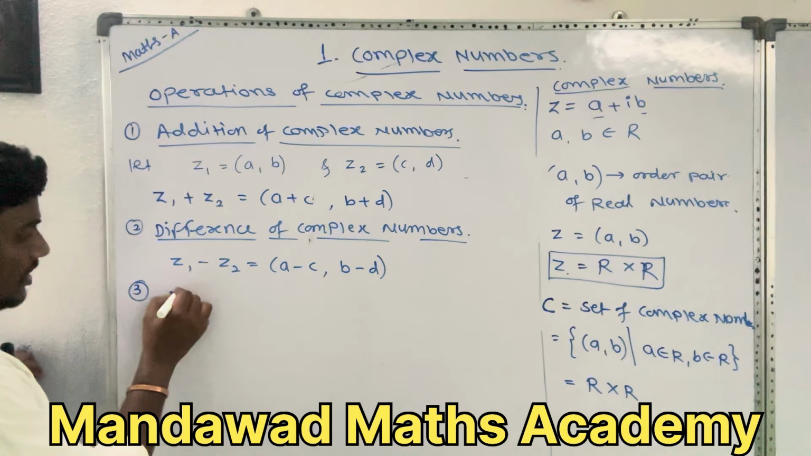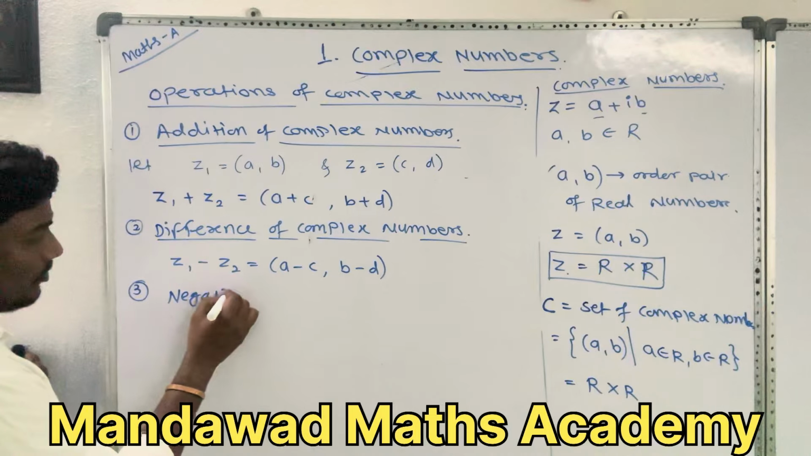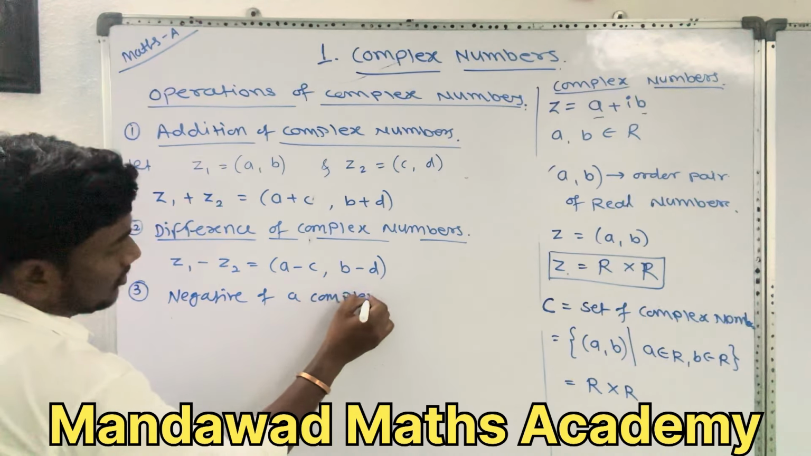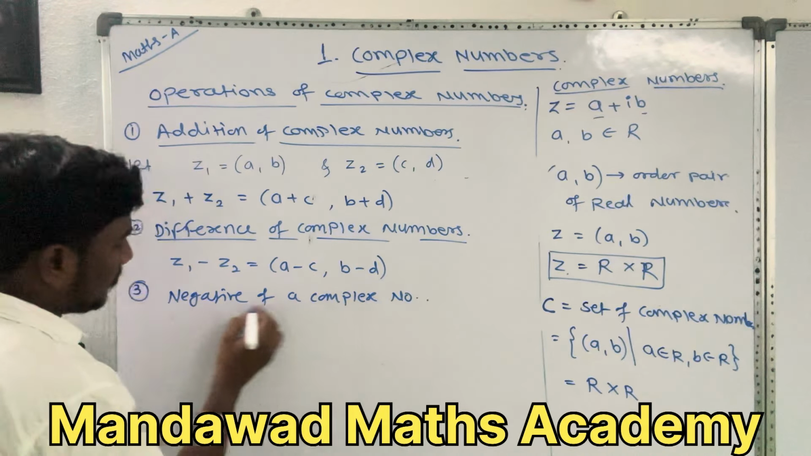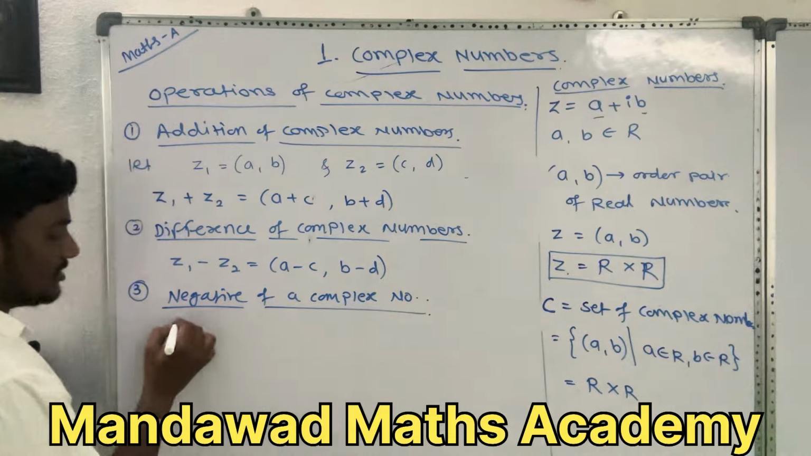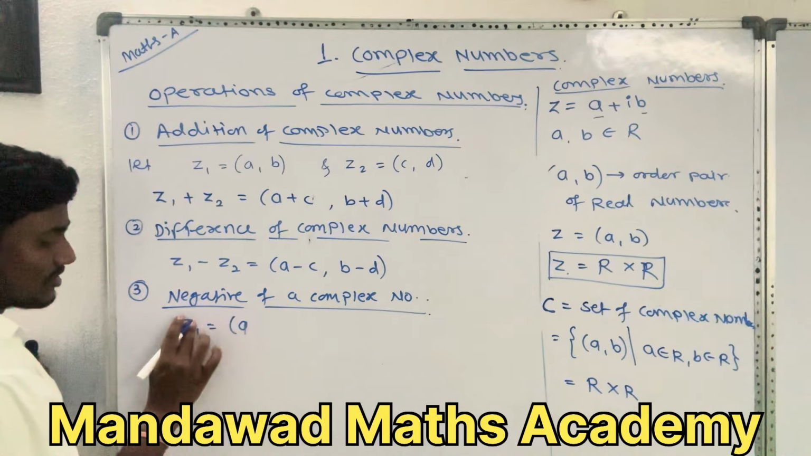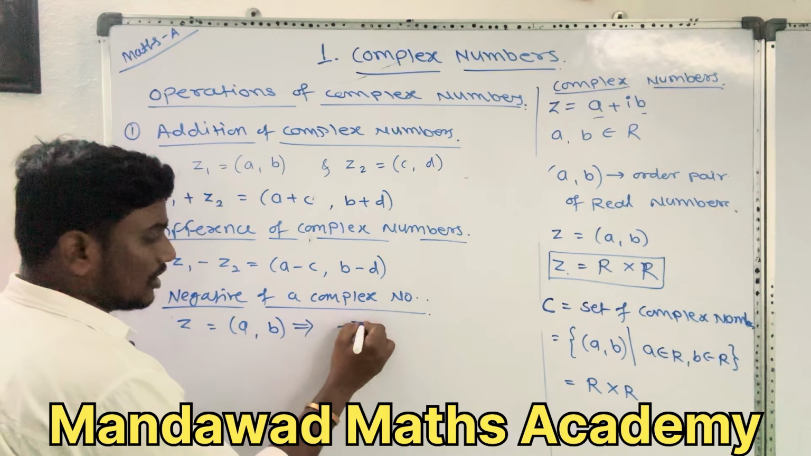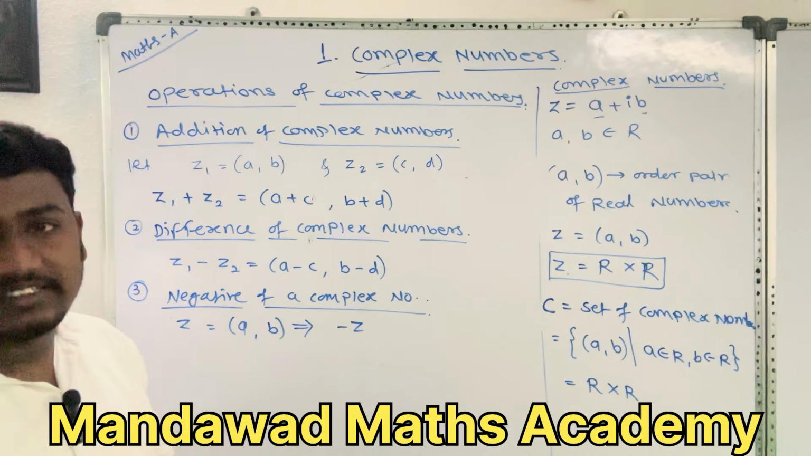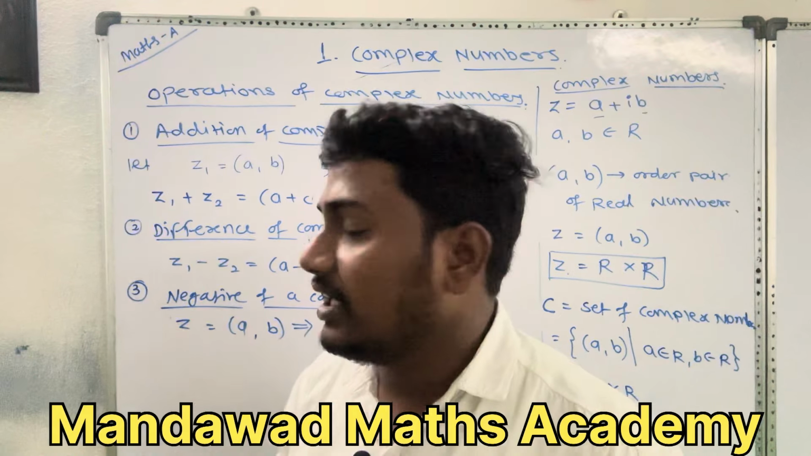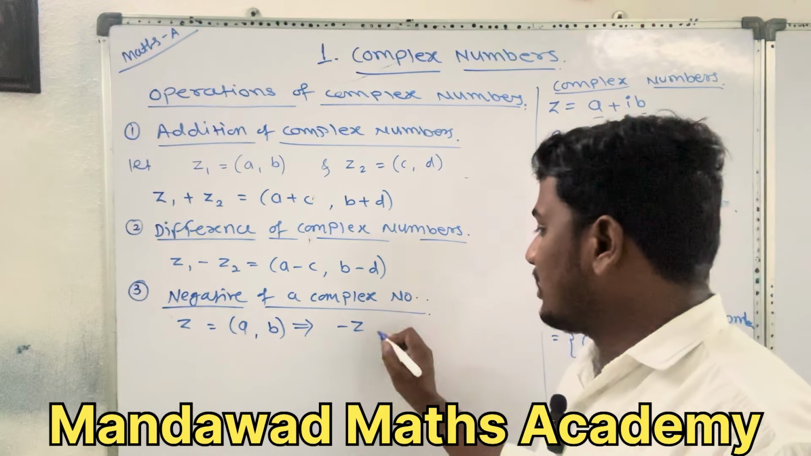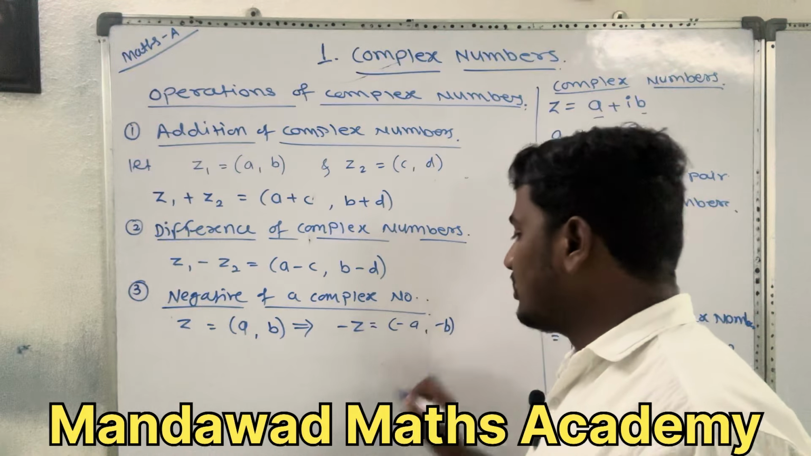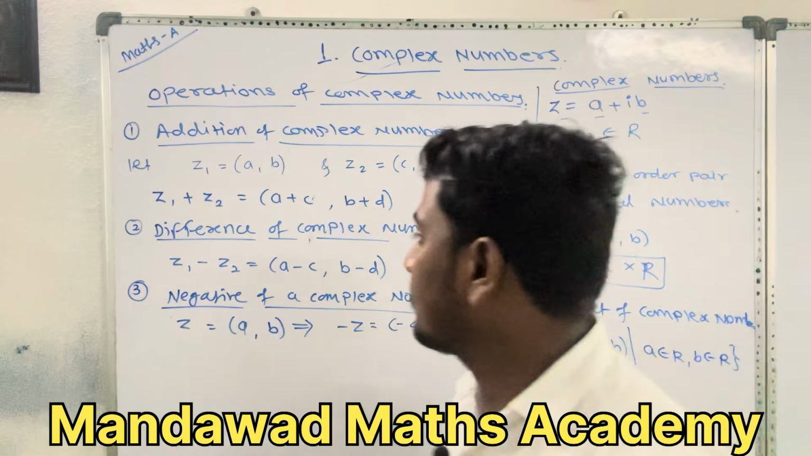The third one is the negative of a complex number. Suppose Z is equal to (a, b). Then the negative of the complex number is denoted by minus Z. Negative of Z is minus Z, that is (minus a, minus b). So this is the negative of a complex number.